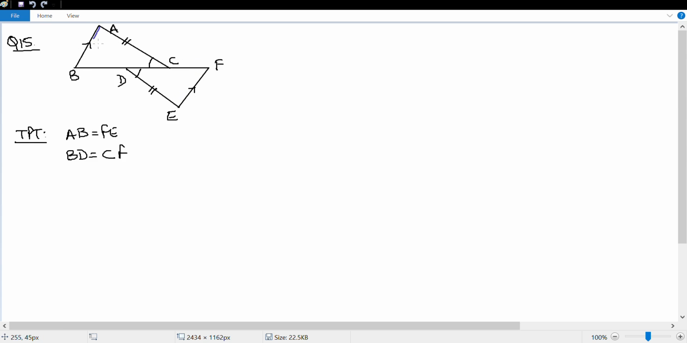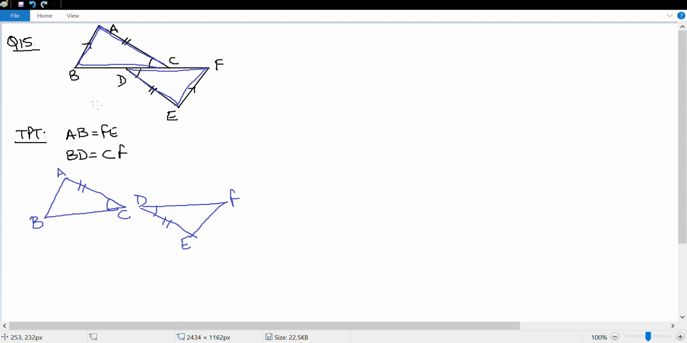So which triangles are they part of? AB is a part of triangle ABC, and FE is a part of triangle DFE. Let's draw them separately. It's my habit to always draw a rough diagram. It takes maybe that extra 15 seconds, but I find it makes things very clear visually. Angle C and angle D are given equal. AC and DE are given equal. So I have one side and one angle equal. I will have to get at least one more side or one more angle equal.